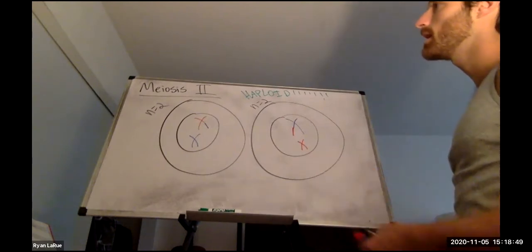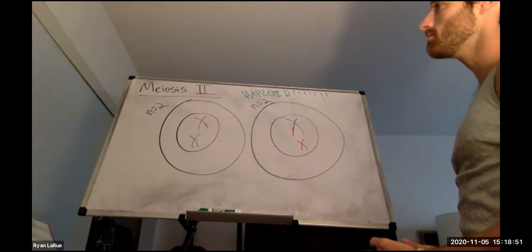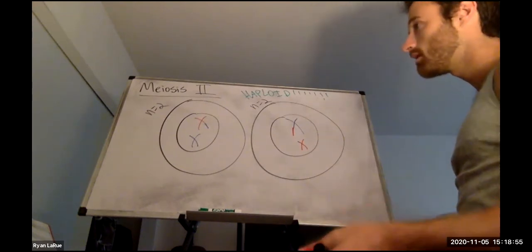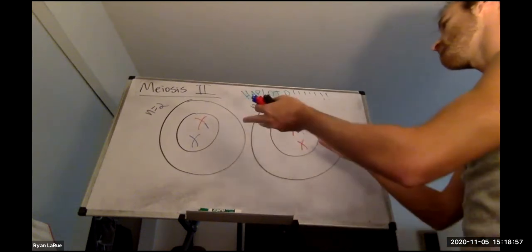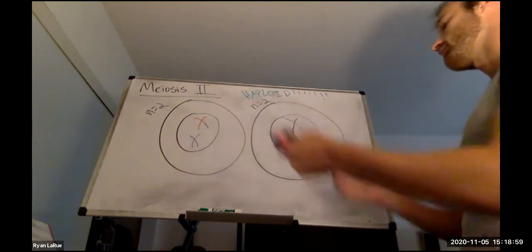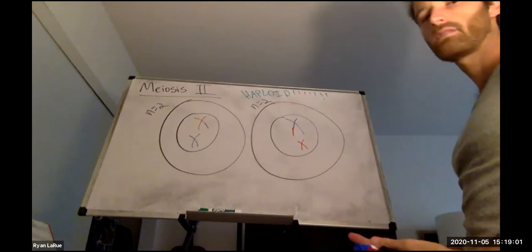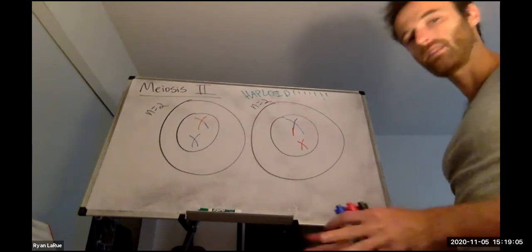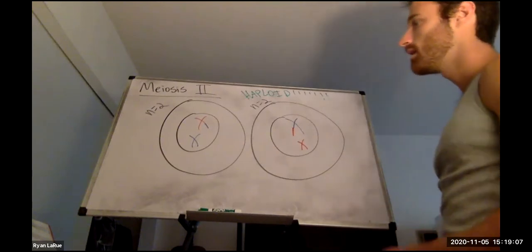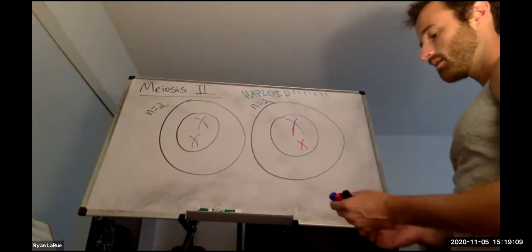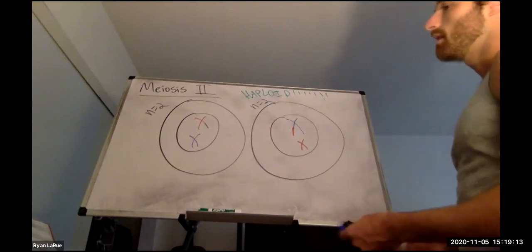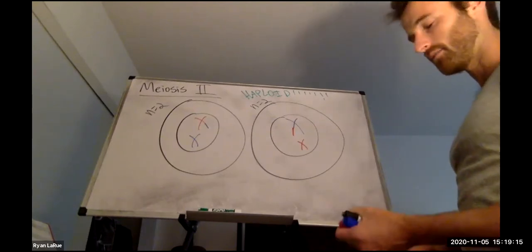So we're at the very beginning of meiosis two. There's a brief interphase between meiosis one and meiosis two where the chromosomes will decondense. They'll become their loose spaghetti-like chromatin form again. So like I said, meiosis two is so similar to mitosis. This is all going to sound very familiar. It's kind of review.